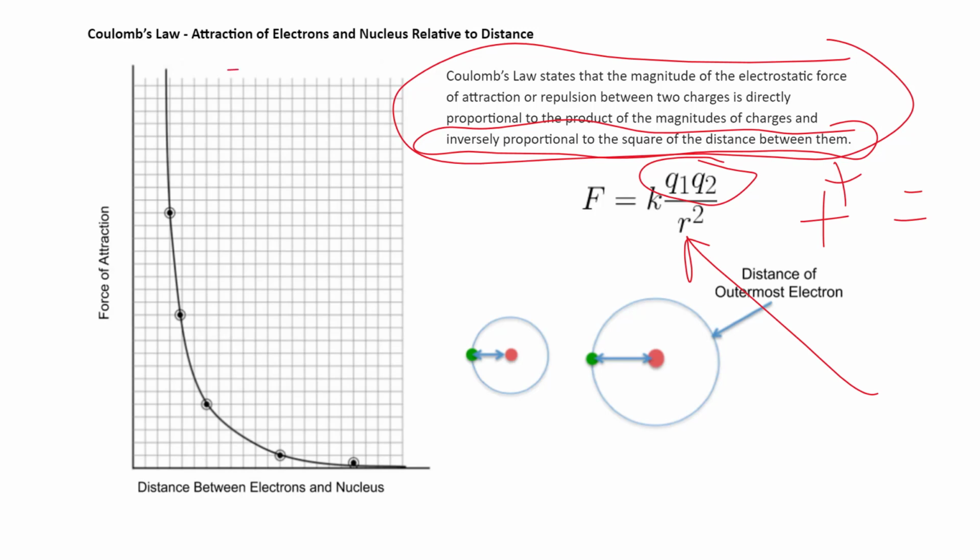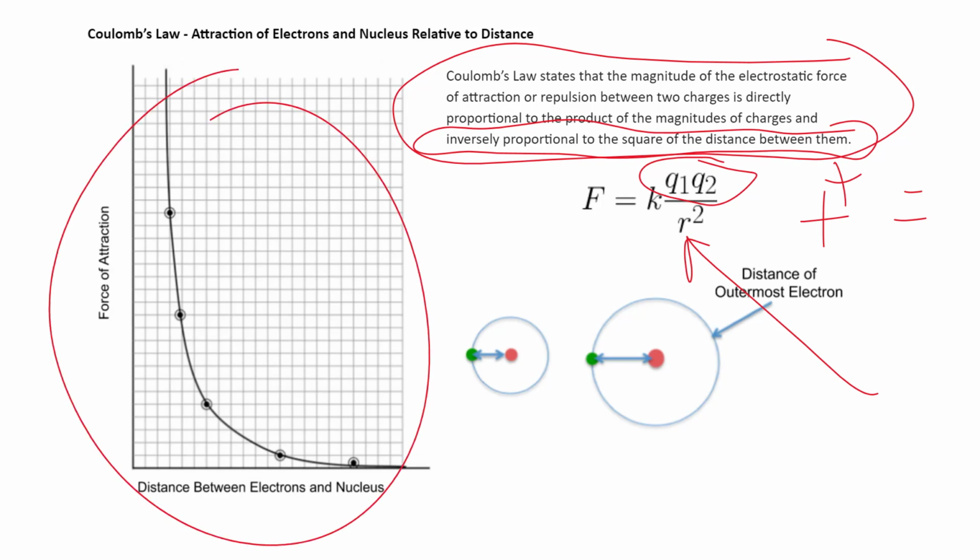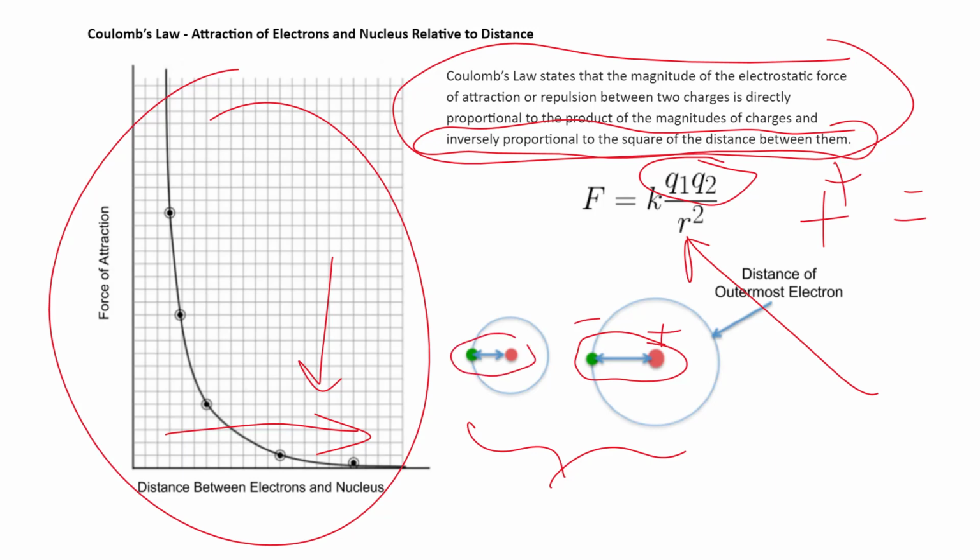So that's what this graph is saying: as you increase the distance between the electrons and the nucleus, the force of attraction is less. These images on the right also show that in a large atom, when the distance is large, the attraction between the protons in the nucleus and the electrons on the outside of the atom is weaker. But in a smaller atom, if the protons and electrons are close to each other, the attraction is greater. So here there's a stronger force of attraction, and here there's a weaker force of attraction.